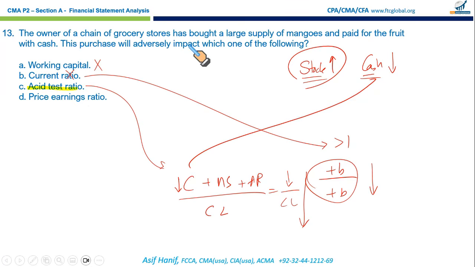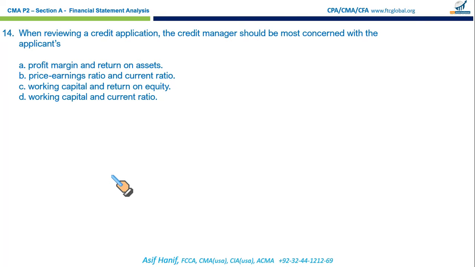This purchase will adversely impact which of the following ratios? Asset test ratio, quick ratio. Price earning is totally irrelevant here because price earning ratio is the ratio of market price per share over earning per share. It has nothing to do with what we are discussing here. So got the answer? C.